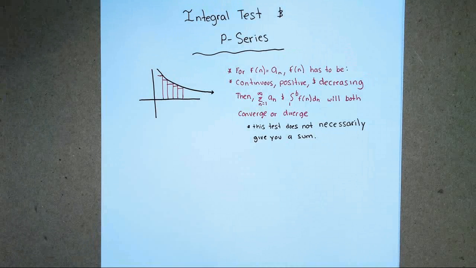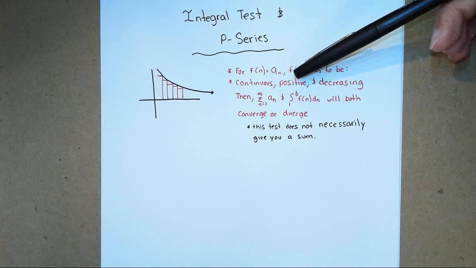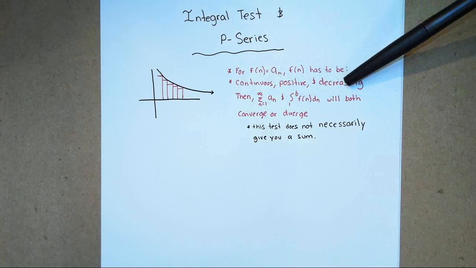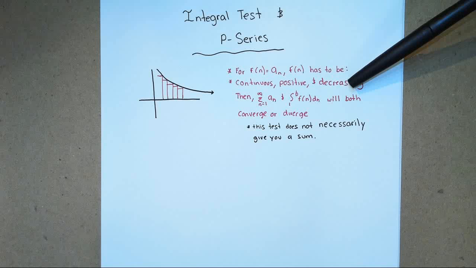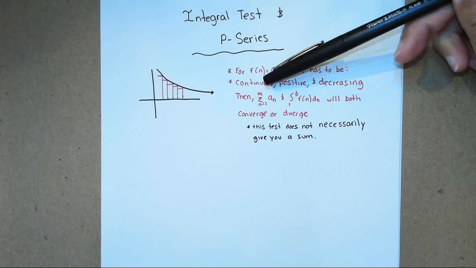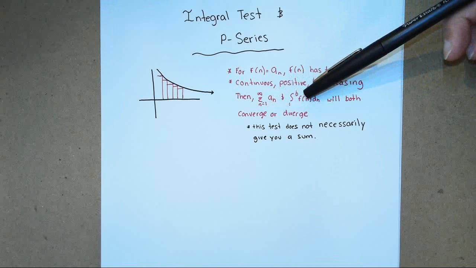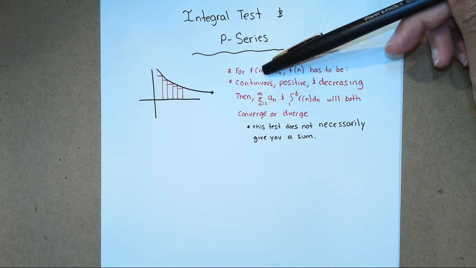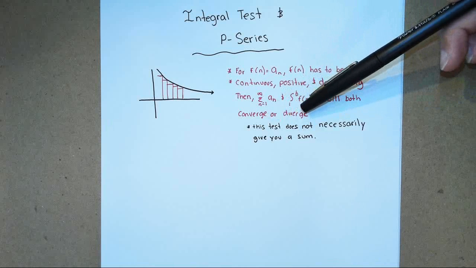The reason is you have to first determine if it's continuous, positive, and decreasing. Now you have to go back to Calculus 1 whenever you're trying to figure out if something's decreasing, and that's usually by the first derivative. If you're able to determine if it's continuous, positive, as well as decreasing, then that means that your series and your integration of your series, because f of n is going to equal a of n, will both converge or diverge as long as you're able to integrate it.